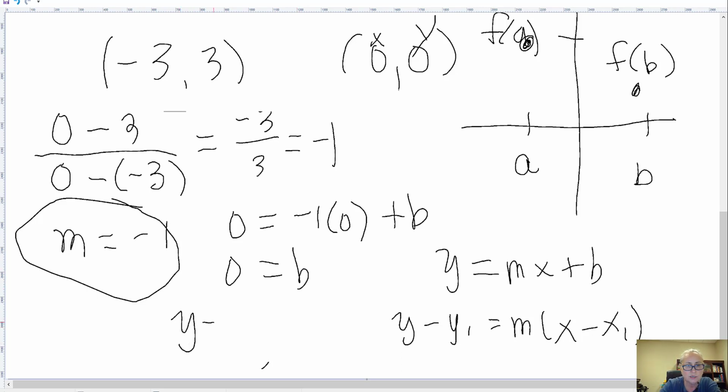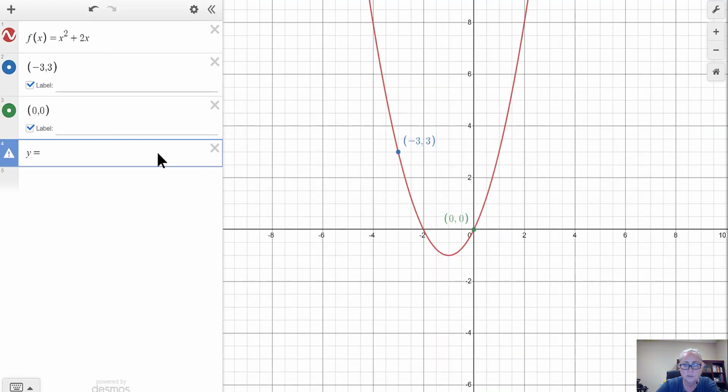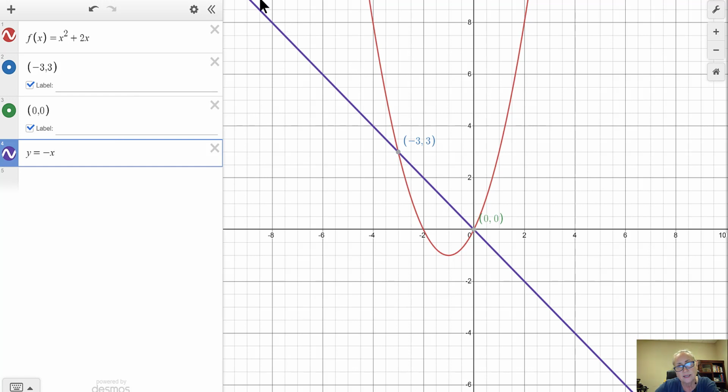So y equals -1x plus 0, and of course we can write that much more efficiently and cleanly as just y equals -x. So that's the equation of my secant line, y equals -x. And look how that line goes through those 2 points exactly. The slope is -1, so it's down 1 to the right 1, down 1 to the right 1, down 1 to the right 1, down 1 to the right 1. Okay?